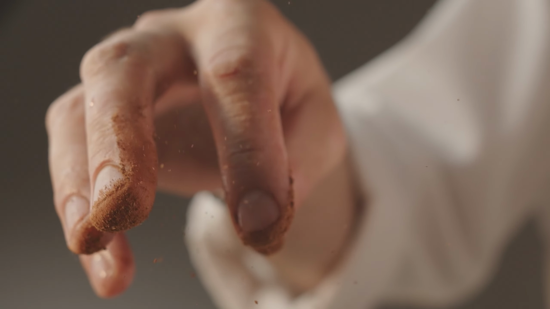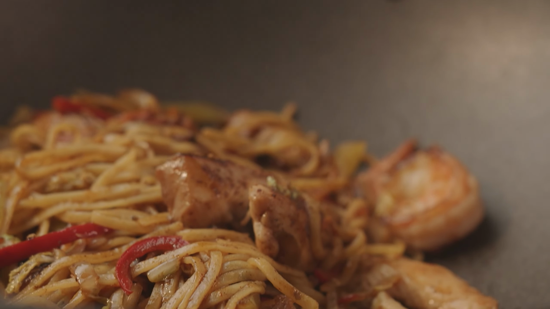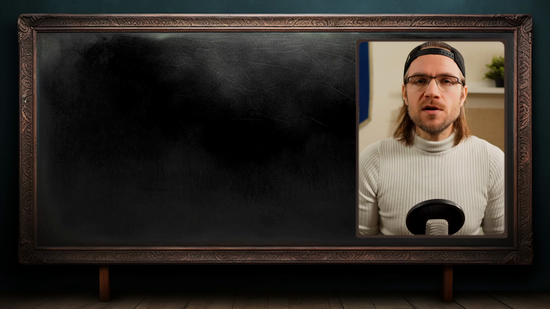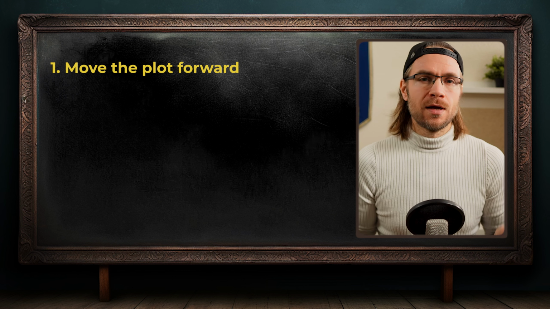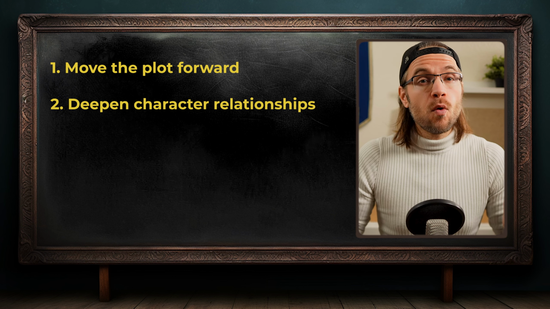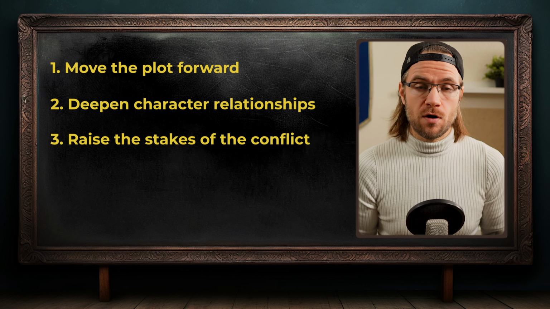Political world building should be like seasoning in cooking, just enough to enhance the flavor without overpowering the dish. Each detail you reveal should either move the plot forward, deepen character relationships, or raise the stakes of the current conflict. If it doesn't serve one of these purposes, save it for your world building notes.